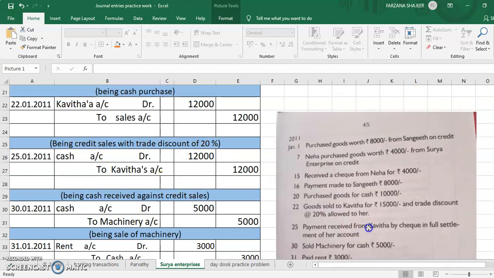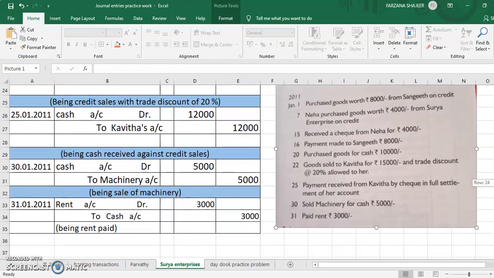Our next transaction is on 25th, that is payment received from Kavita by check in full settlement of her account. We know that in the previous journal entry we have already written the transaction with Kavita is for rupees 12,000, and that account is settled with a check, means that Kavita has given a check of rupees 12,000 because the business dealing is for 12,000. So a check is received for 12,000. Check received is equal to cash received, and therefore cash account debtor to Kavita's account 12,000 is the journal entry.